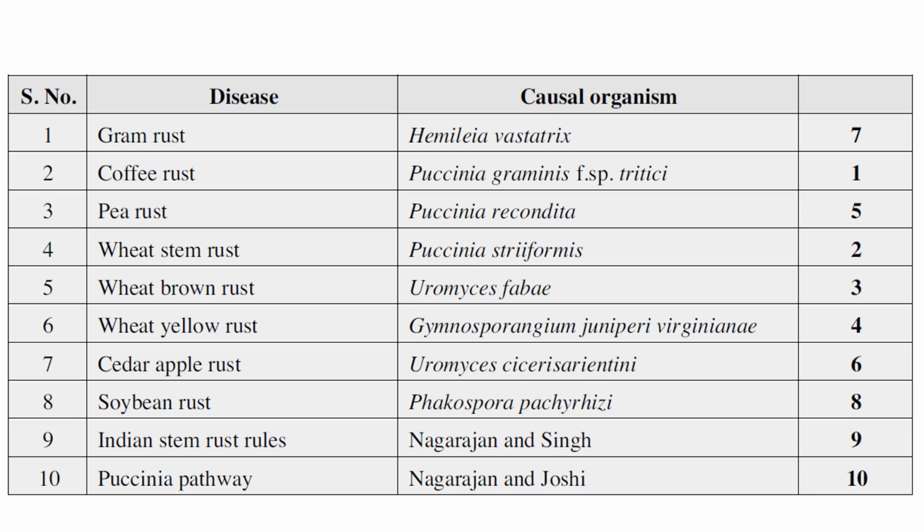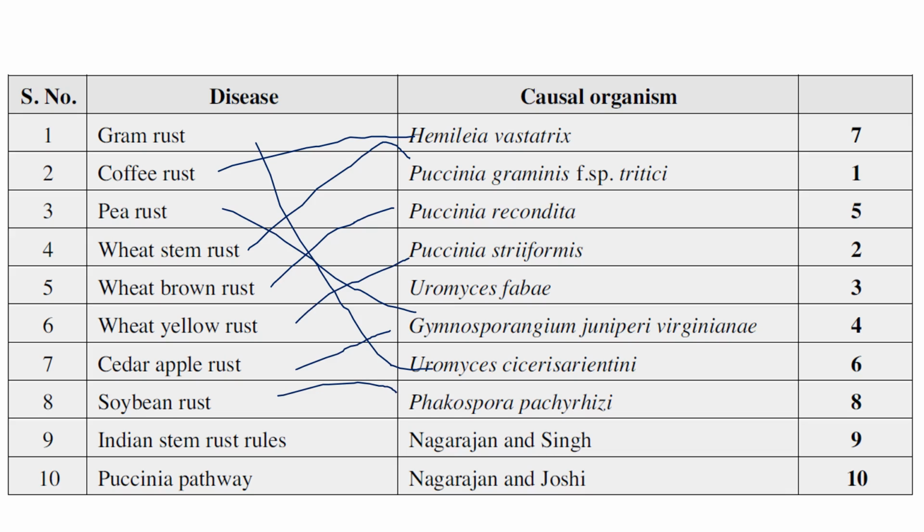Next again, causal organisms. Gram rust is caused by Uromyces ciceris-arietini. Coffee rust is caused by Hemileia vastatrix. Pea rust is caused by Uromyces fabae. Wheat stem rust is caused by Puccinia graminis tritici. Wheat brown rust is caused by Puccinia recondita. Wheat yellow rust is caused by Puccinia striiformis. Cedar apple rust is caused by Gymnosporangium juniperi-virginianae. Soybean rust is caused by Phakopsora pachyrhizi.